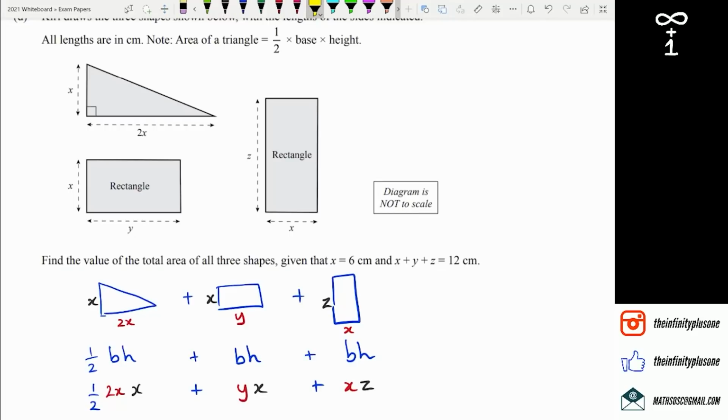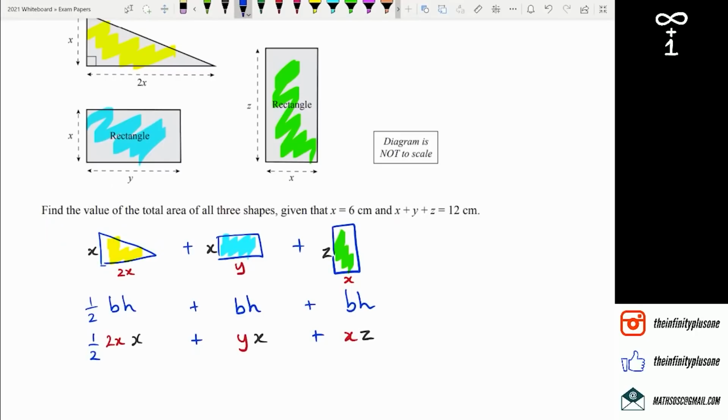All right, just to give you a bit of a rundown, there's my triangle, there's my blue rectangle, and then there is my green rectangle there. So all I've done is work out the total area of all three shapes in algebraic terms. The next thing I'm going to do is look at this right here. I've got half times 2, which is just 1. I've got x times x, which is x squared, plus xy, plus xz. So this is the equation right now for the total area.